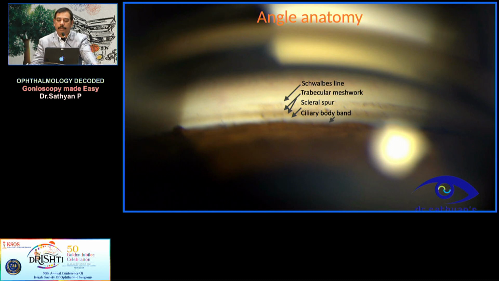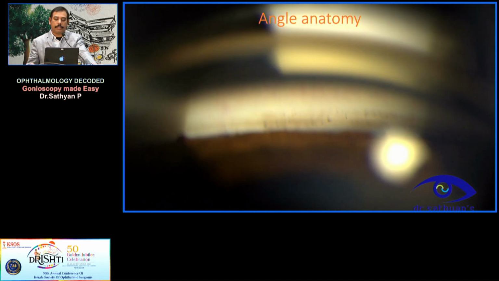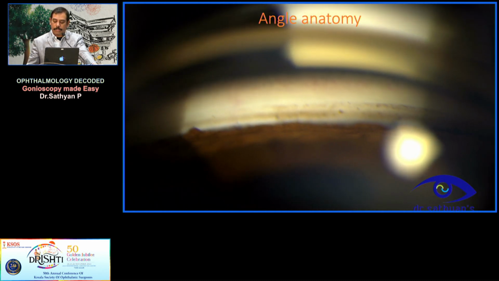Looking at the anatomy of the anterior chamber angle, from anterior to posterior, you have the Schwalbe's line, then you have the non-pigmented trabecular meshwork, then you have the pigmented trabecular meshwork, then you have the scleral spur, then you have the ciliary body band. If you don't know this, then there is no point in you doing the gonioscopy, so this is very essential and critical.